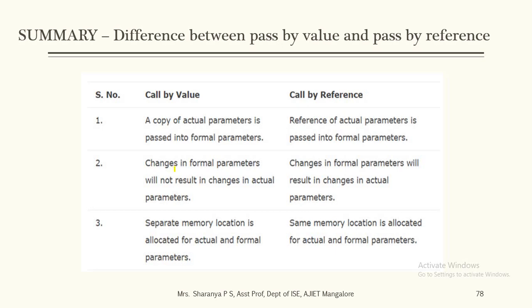And the changes in the formal parameters will not result in changes in actual parameters in call by value. Whereas, since we have passed the address, all the changes done in the formal parameters will completely reflect onto actual parameters. And here, separate memory location is allocated for actual and formal parameters. Whereas here, the same memory location is allocated for both actual and formal parameters.